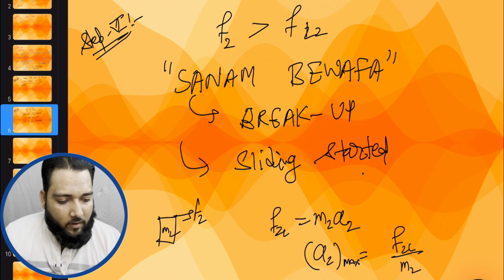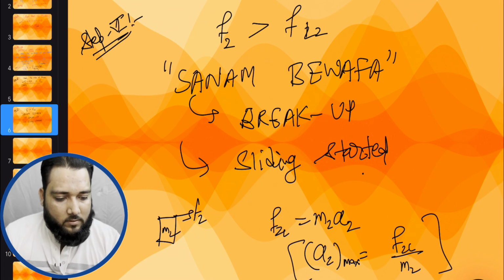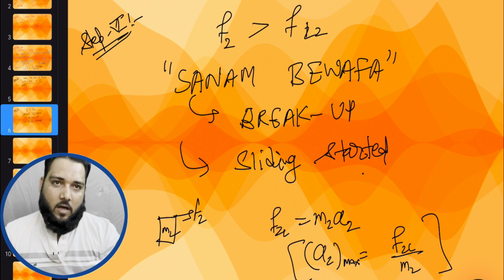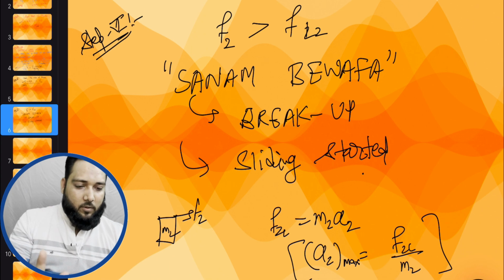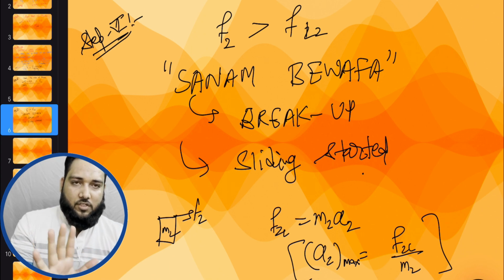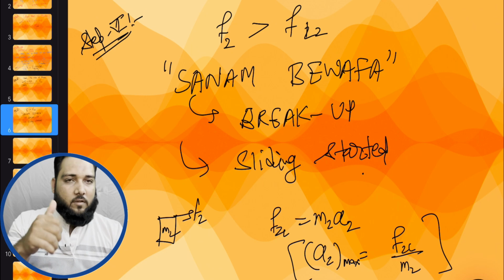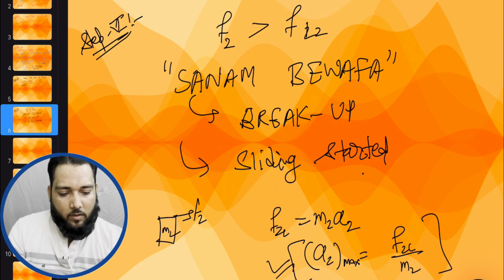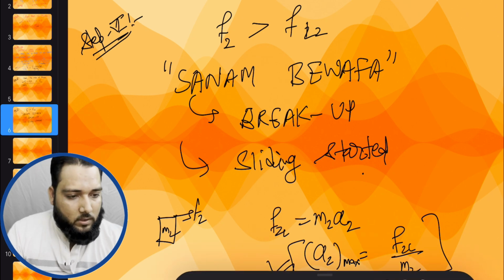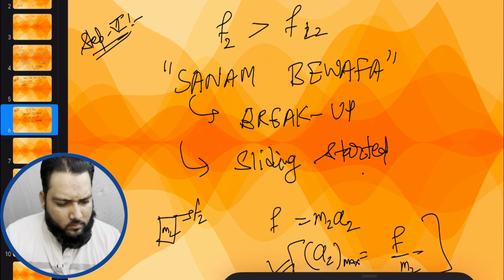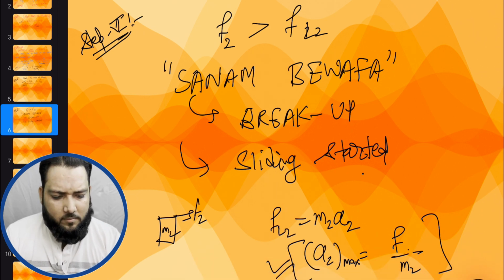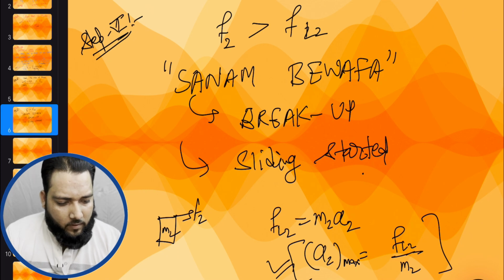So that will be FL2 divided by M2, the limiting friction divided by mass. This is the maximum friction on M2. It will achieve this acceleration; beyond this it will not achieve more acceleration. So for the M2 block, the acceleration value will be FL2 by M2. Correct this one: FL2 will come, not F12. These are silly mistakes, you can correct this. FL2.